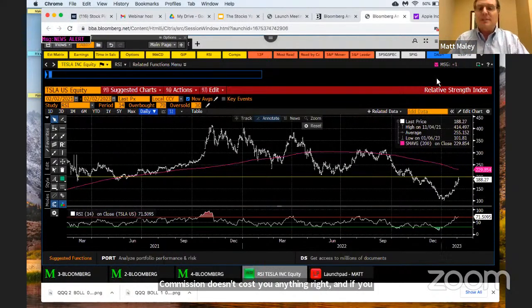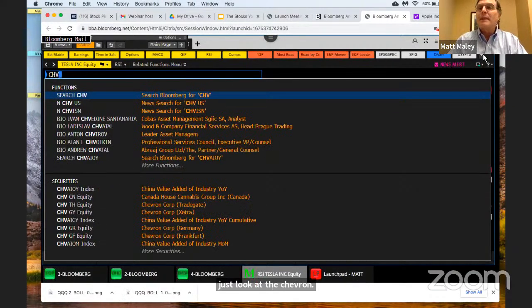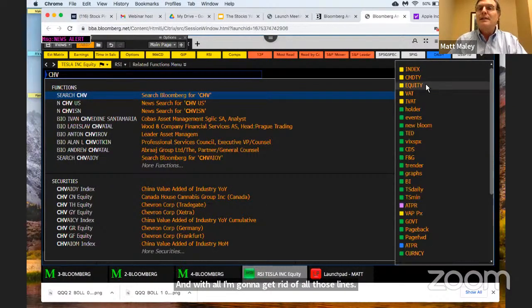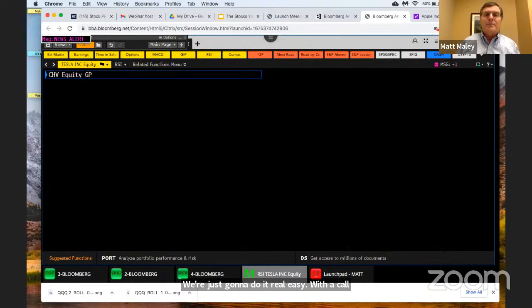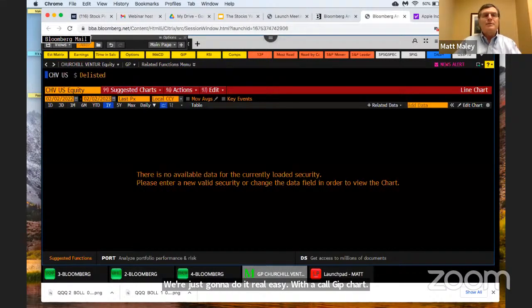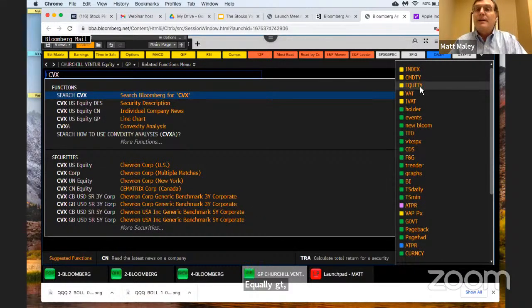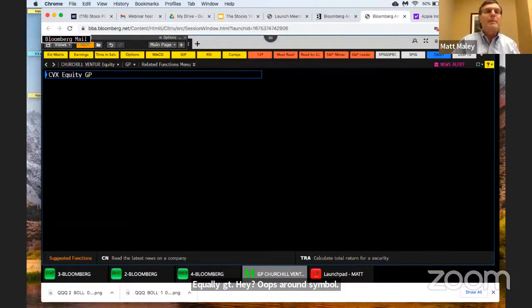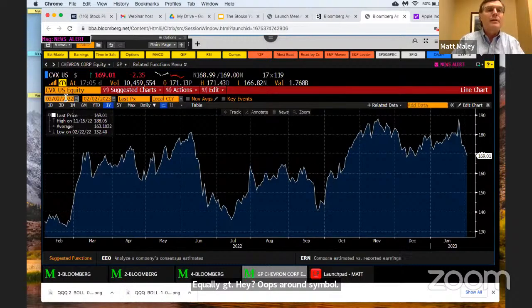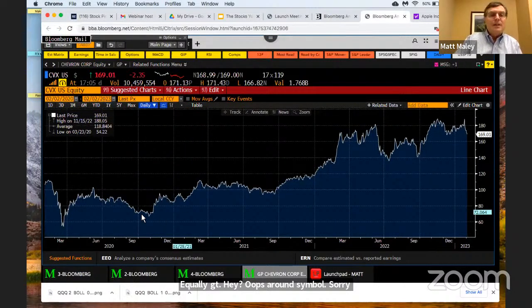Okay, I'll just look at the Chevron. I'm going to get rid of all those lines. We're just going to do it real easy, what they call a GIP chart. Equity GP. Bang. Oops, typed the wrong symbol. Sorry. Okay. Now, so we got in again. We didn't get the low. We got it right in here.